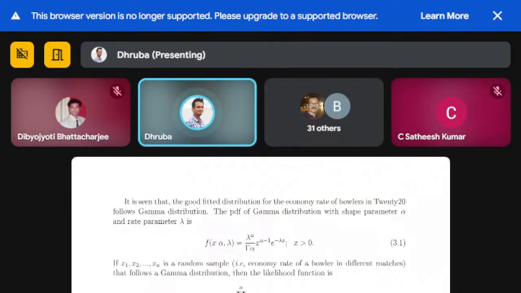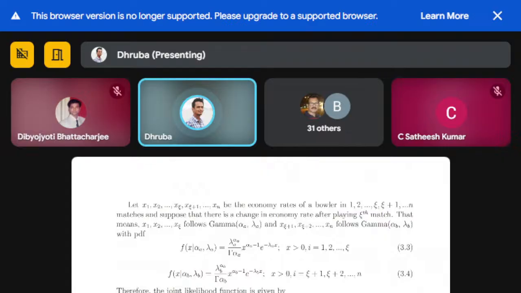So I have already said the gamma distribution is the best fitted model for all the 10 bowlers. So here is the PDF of the gamma distribution, written as 3.1. Now, if x1, x2 up to xn is a random sample, that is the economy rate of a bowler in different matches that follows a gamma distribution, then the likelihood function is L of x given the shape parameter alpha and rate parameter lambda, which is given in equation 3.2.